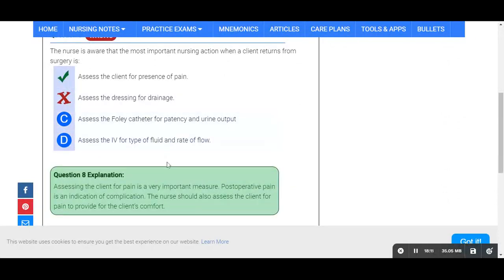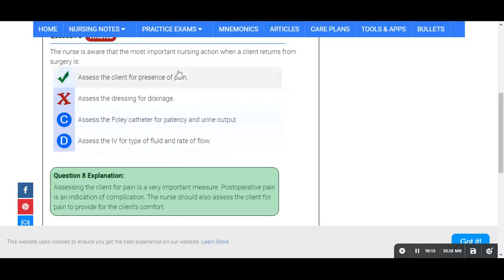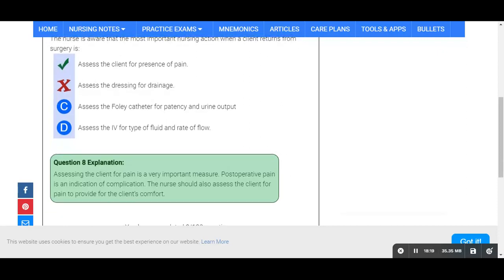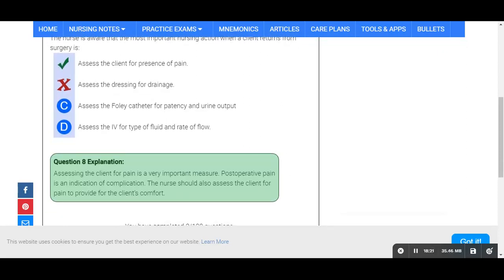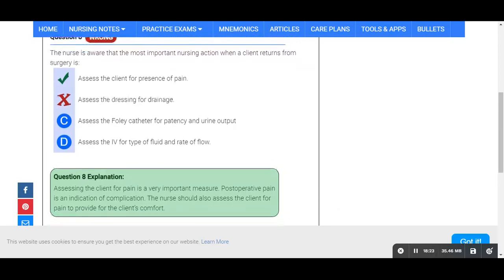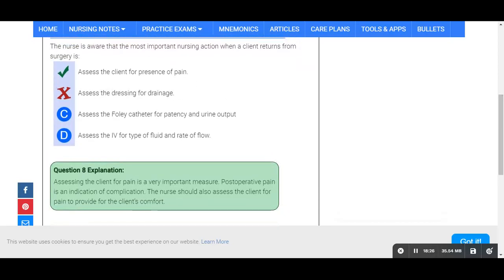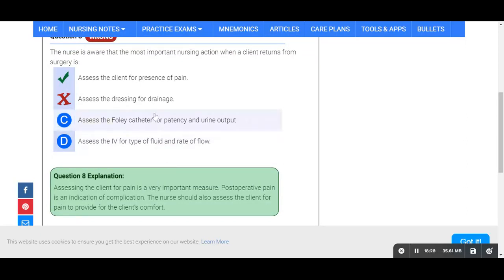Okay, so it's the pain. I should not have overthought that. Assessing the client for pain is a very important measure. Postoperative pain is an indication of complication. The nurse should assess the client for pain to provide for the client's comfort. Okay, once again, let's erase that kind of mindset. I mean, yeah, that's important. Dressing is just like number two to the pain.